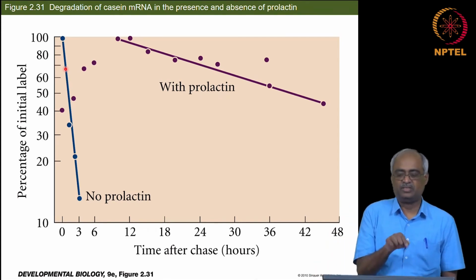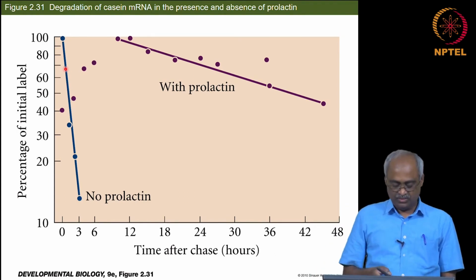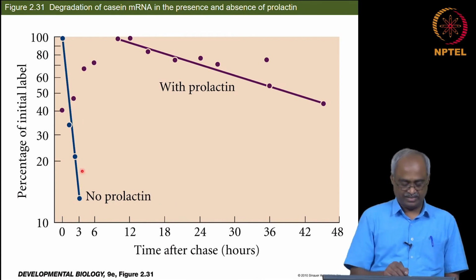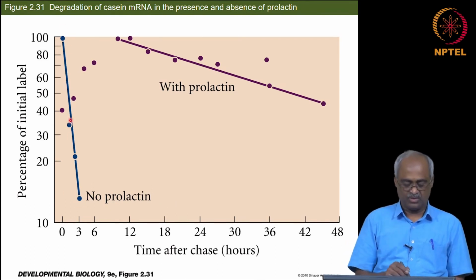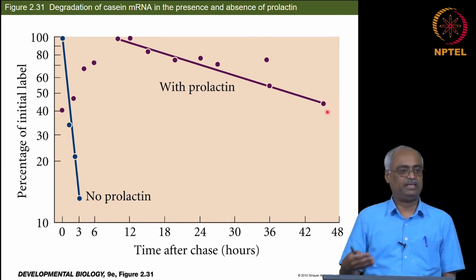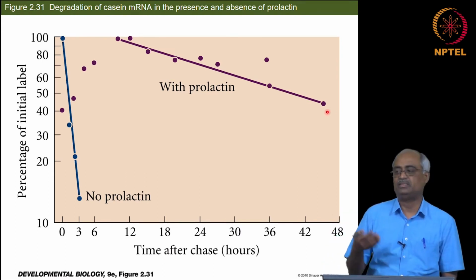Now you watch the labeled RNA, how long it stays. Without the lactation stimulating hormone prolactin, it gets rapidly degraded. Half life is probably about 2 hours or 1.5 hours. But with the hormone it stays for more than 2 days. So this is by increasing the stability, then the mRNA is available for multiple rounds of translation. So you increase the protein product.